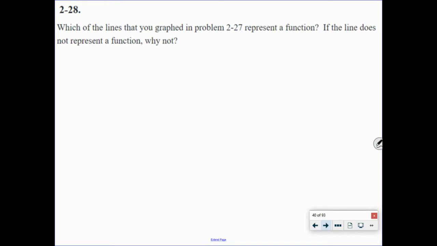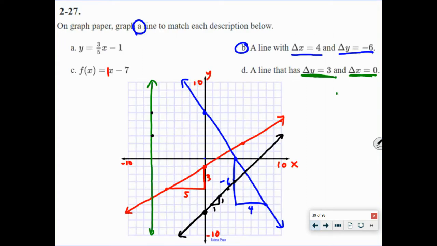Which of these lines that you graphed in problem 227 represent a function? If a line does not represent a function, why not? Let's go back here. Which ones are functions? You should be able to say, well, I'm not going to say it. Write it down.